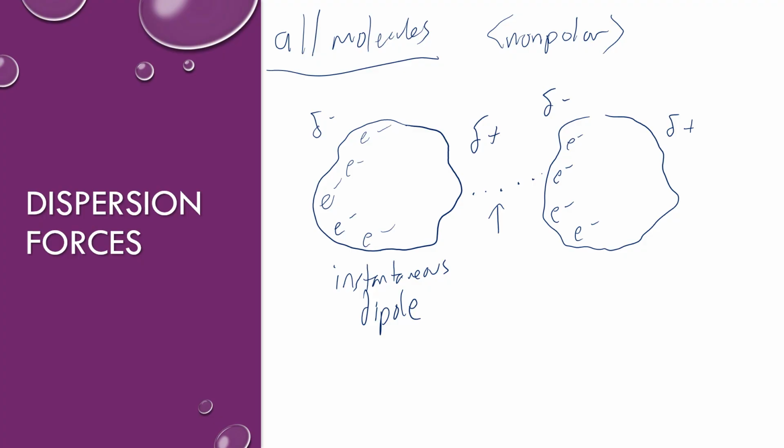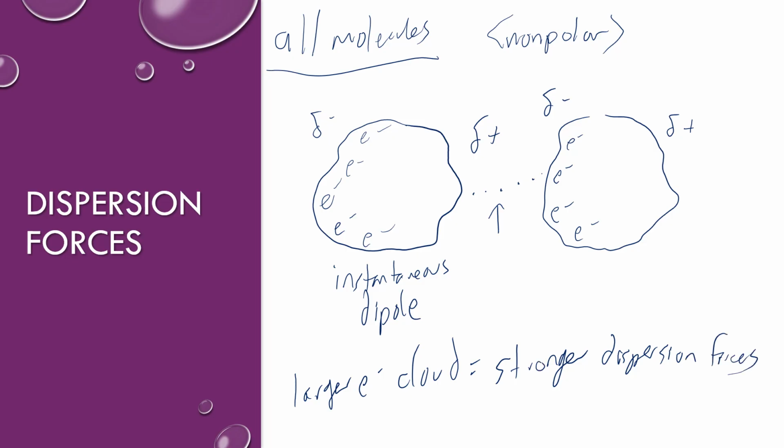Now, the larger the electron cloud, you're going to have stronger dispersion forces. Some people will call these London dispersion forces, but dispersion is fine. So the more electrons you have in the cloud, the stronger the dispersion forces. So you'll typically see like iodine, I2, has stronger London dispersion forces than, say, Br2, because iodine has more total electrons in their cloud.